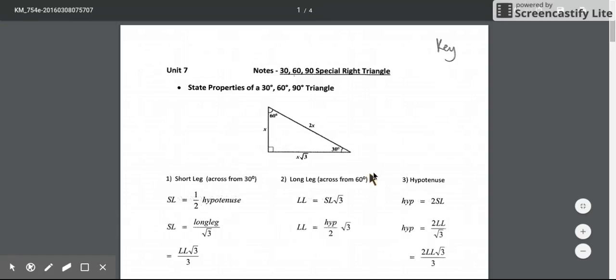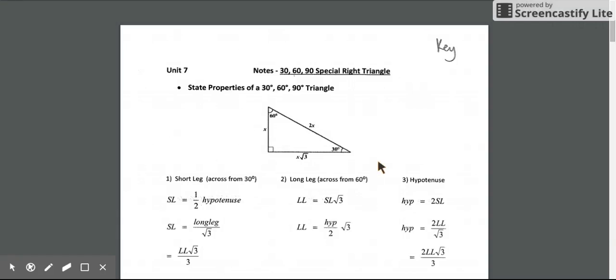In this video, I'm going to be explaining the properties of a 30-60-90 special right triangle and how we can use those properties to solve for some side lengths. So this is the most basic form of a 30-60-90 special right triangle. It gets its name because of its angle measurements. There's a 30-degree angle, a 60-degree angle, and a right angle measuring 90 degrees.